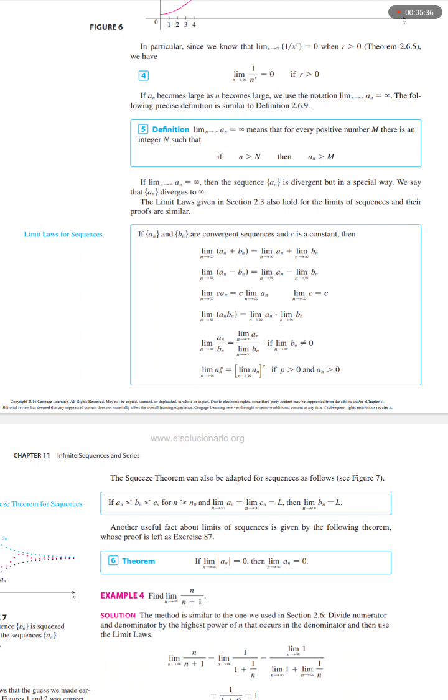And the limit of a sub n over b sub n as n approaches infinity equals the limit of a sub n as n approaches infinity over the limit of b sub n as n approaches infinity, if the limit of b sub n as n approaches infinity does not equal 0. The limit of a sub n to the power of p as n approaches infinity equals (the limit of a sub n as n approaches infinity) to the power of p, if p is greater than 0 and a sub n does not equal 0.